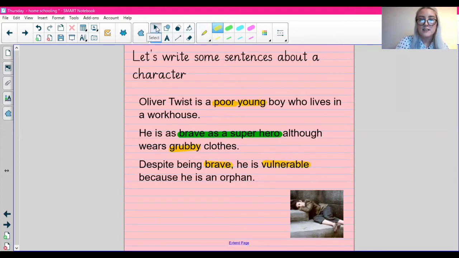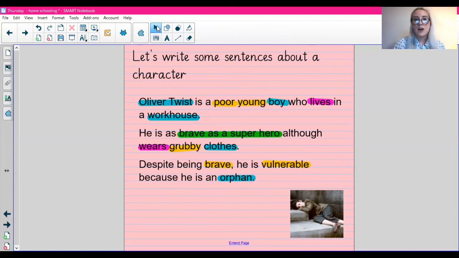If we're having a recap on some of the word forms, I've used some nouns. Of course, we've got Oliver Twist. We've got boy, workhouse, clothes, orphan. So they are all my nouns. And I'm going to look at some verbs now. So a verb is an action or a state of being. So that would be, for example, lives, wears.